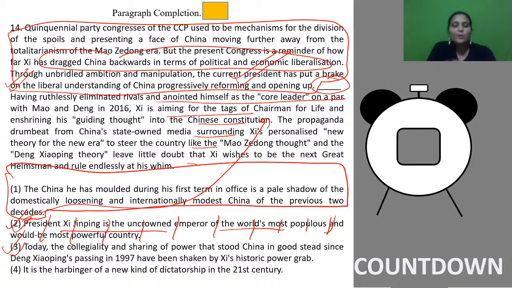Are we clear, or do you have doubts why it cannot be option number 3? Because we are not talking about how Xi has acted. We are talking about what implications it had for China.